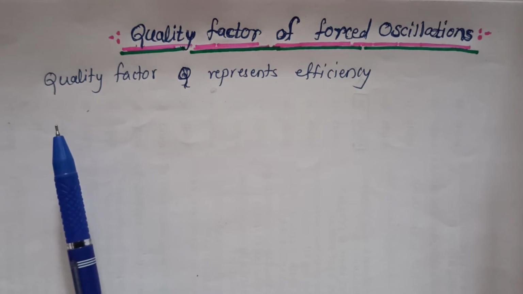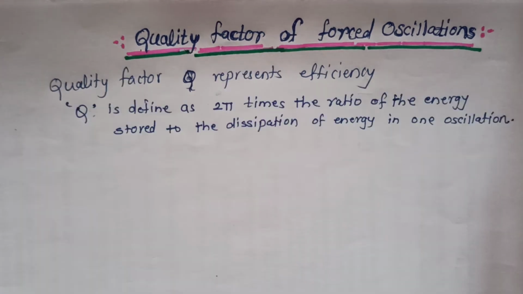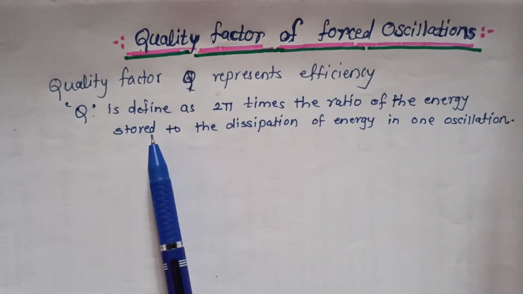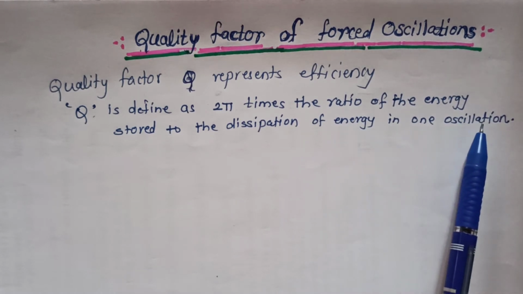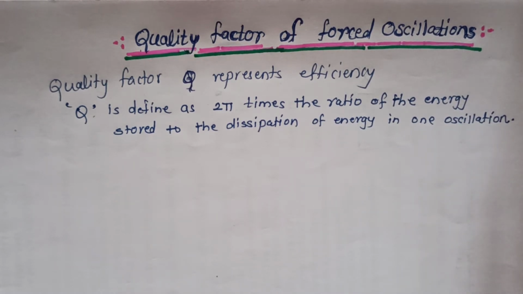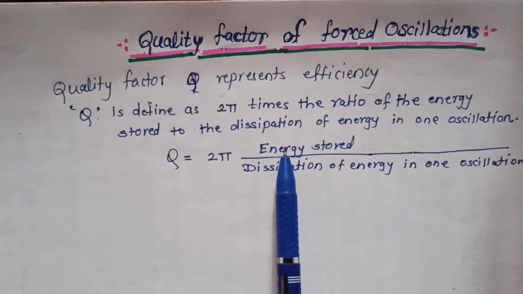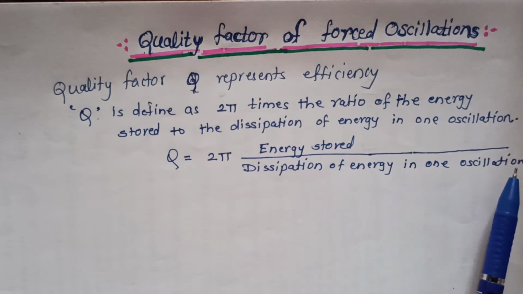Quality factor Q is defined as 2 pi times the ratio of the energy stored to the dissipation of energy in one oscillation. Mathematically, we write Q is equal to 2 pi times energy stored divided by dissipation of energy in one oscillation.